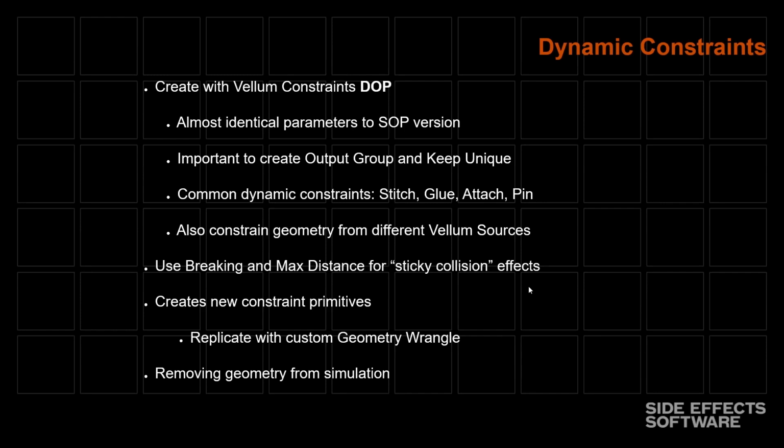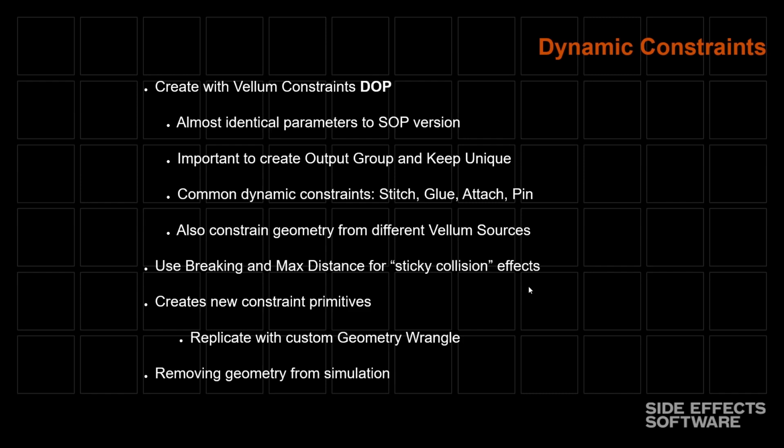Let's move on to dynamic constraints in Vellum, which are typically constraints created during the simulation, often because two pieces of geometry may be moved close to each other or pulled away from each other, and you want to add constraints based on things like proximity. Typically, you'll create these with the Vellum constraints DOP.